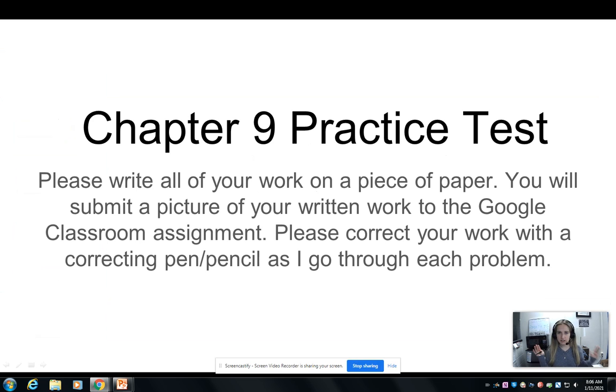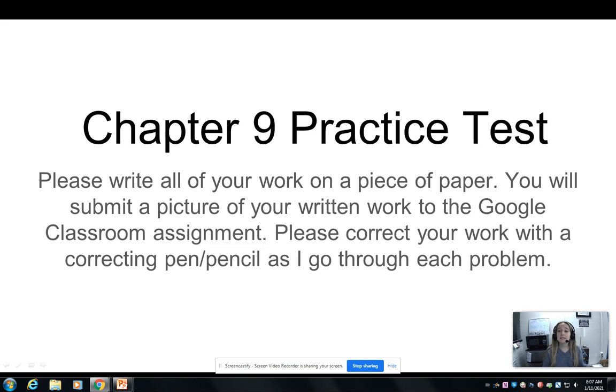So just a reminder, since it's been a while, make sure that you're writing down all of your work for this practice test on a piece of paper. You will be submitting a picture of your written work to the Google Classroom once you finish. And also, this is a tool that you can use when you're actually taking the Chapter 9 test. So make sure that you're taking good, clear, organized notes.